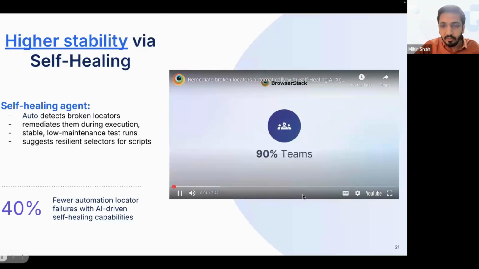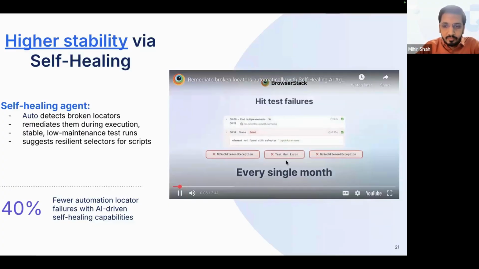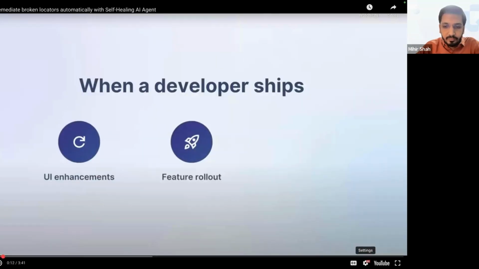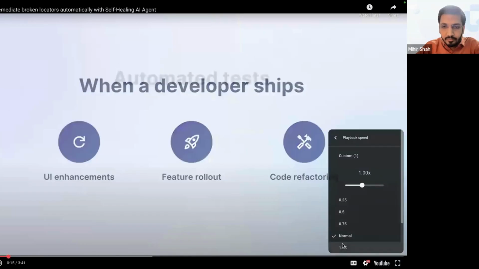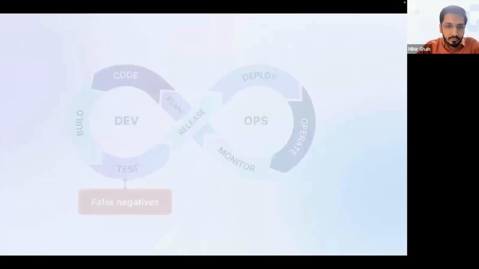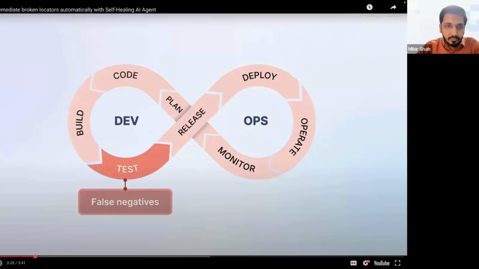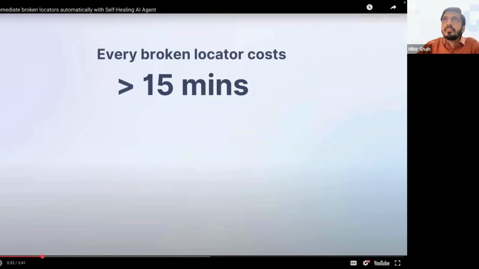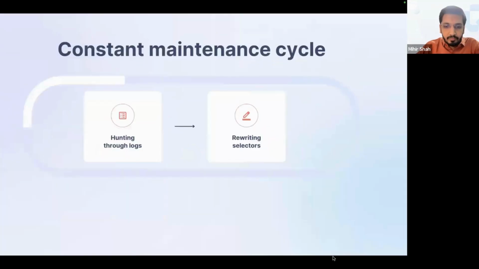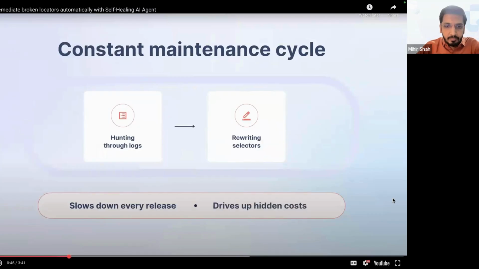80% of teams hit test failures from broken locators every single month. Here's what happens. When a developer ships UI updates, whether it's UI enhancements, a new feature rollout, or code refactoring, your automated tests start breaking due to invalidated locators, even when the actual functionality works perfectly. The result? A flood of false negatives, turning your CI/CD pipeline red. Every broken locator costs your team over 15 minutes hunting through logs and rewriting selectors, creating a constant maintenance cycle that slows down every release and drives up hidden costs of your automation suite.